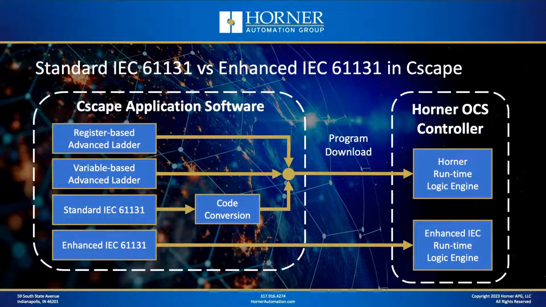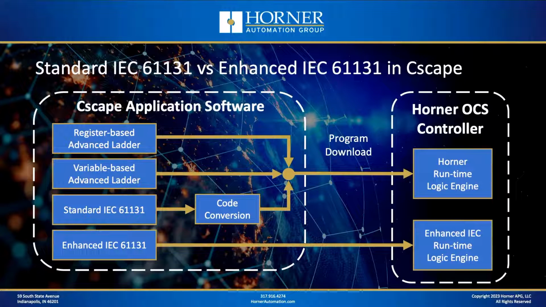So with those 3 languages that are the originals, register-based advanced ladder, variable-based advanced ladder, and standard IEC, those all execute from the Horner runtime engine. But if you'll notice, the standard IEC requires a code conversion inside of Cscape before download. That's because as it is created, the standard IEC can't run directly on the Horner logic engine. It does need some code conversion, and that happens in the background in Cscape. But the enhanced IEC can run directly from the enhanced IEC runtime logic engine, which means since there's a more direct connection and there's no conversion required, that the execution times are faster and the capacity is larger.